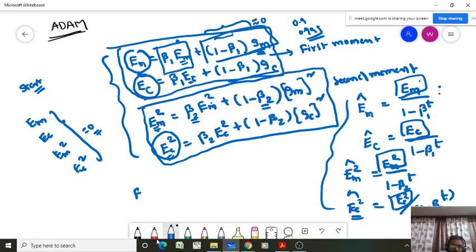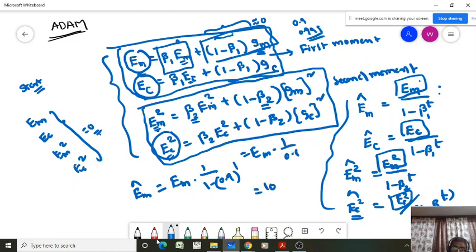So EM hat is equal to EM divided by 1 minus beta 1 power t. Here t means we are in the first iteration, so it is 1 minus 0.9 power 1. That is equal to EM into 1 by 0.1, which is equal to 10 into EM, right? See.